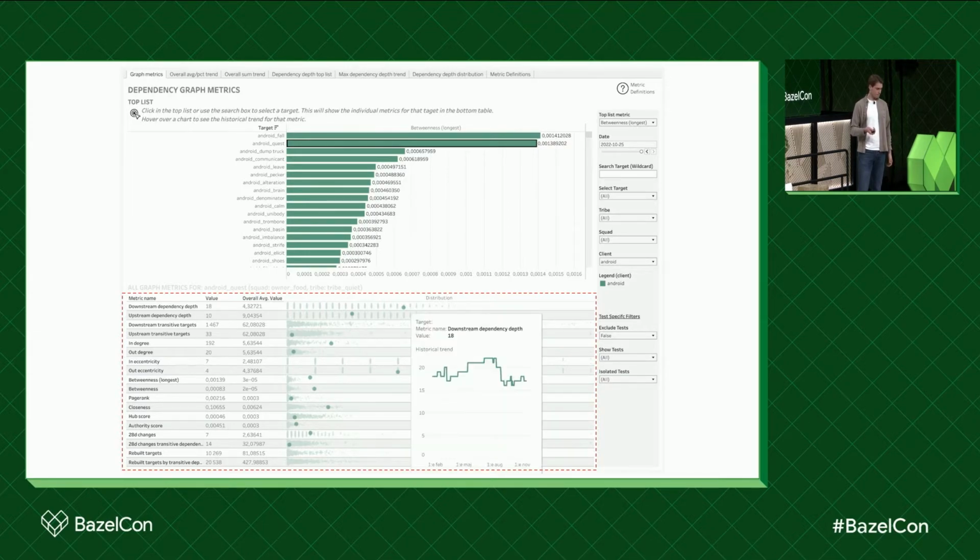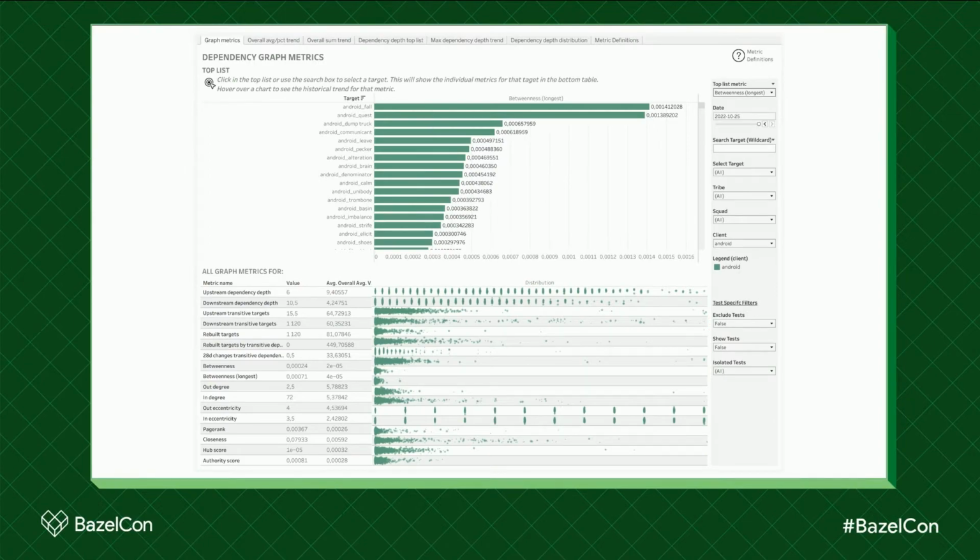In the same view, similar to above, you can hover over the build target and the metric for that row to get a time series plot of how the target and metric has changed over time. All right, let's move on and look at some other things that we've been using this dashboard for.